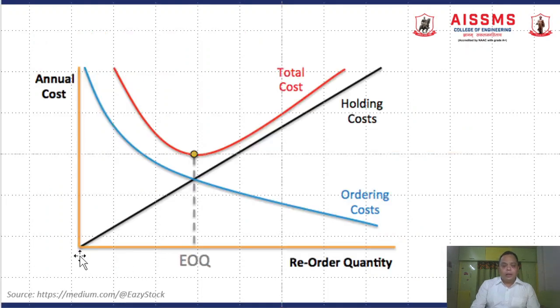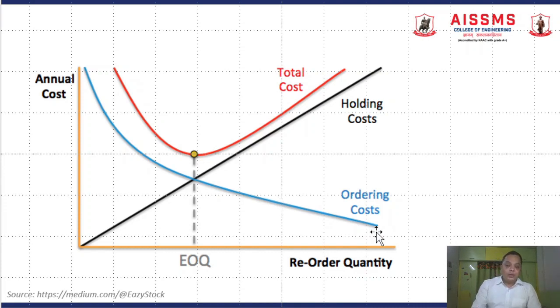If you look at this graph, on the x-axis the quantity is given and on the y-axis the cost is given. This blue line is associated with the ordering cost. If the ordering quantity is very small, we need to place more orders, so the cost of ordering is going to increase. If we increase the quantity per order, the number of orders will be less, so the ordering cost will decrease.